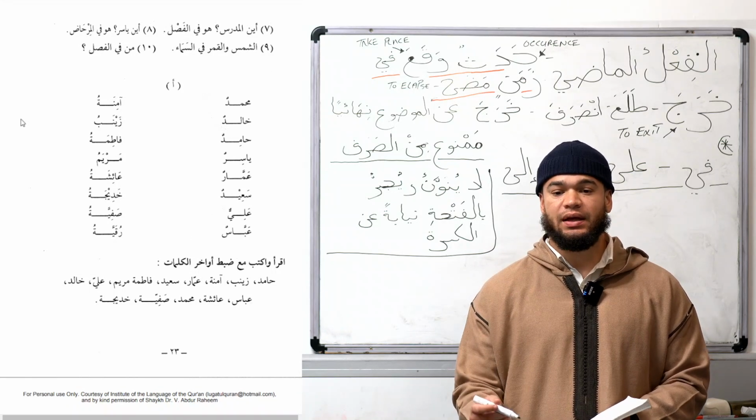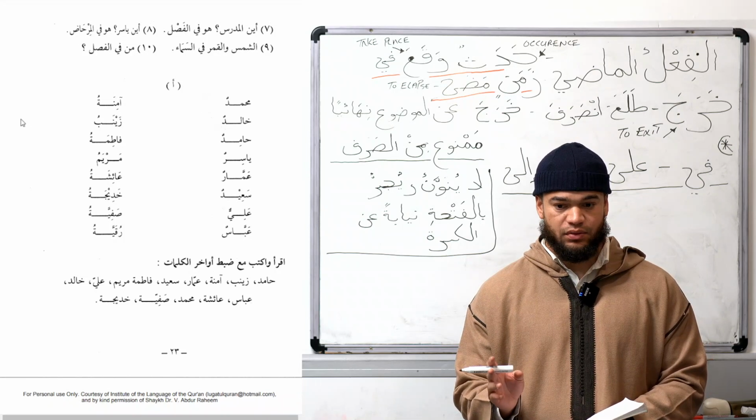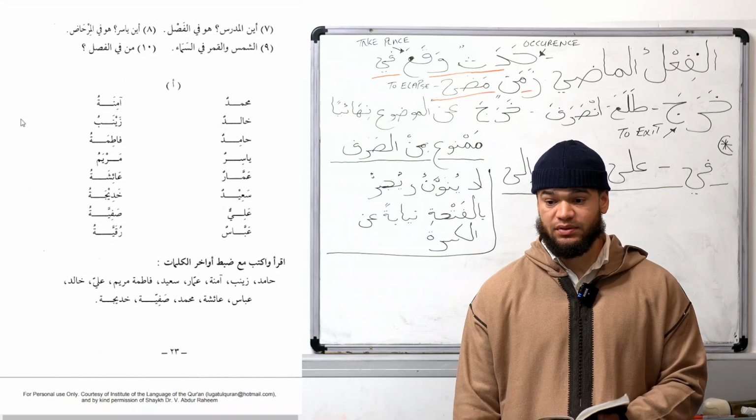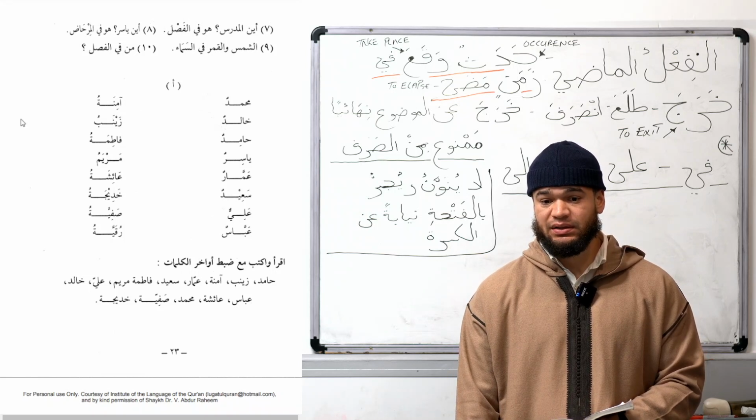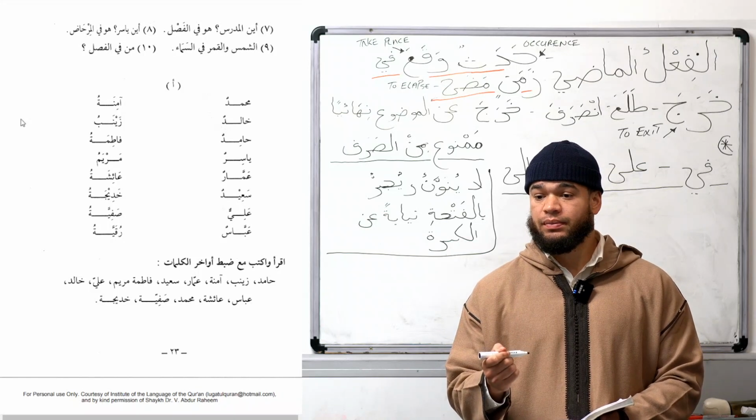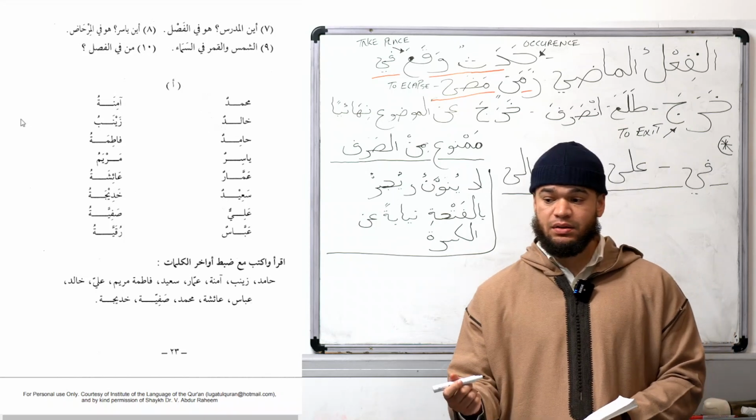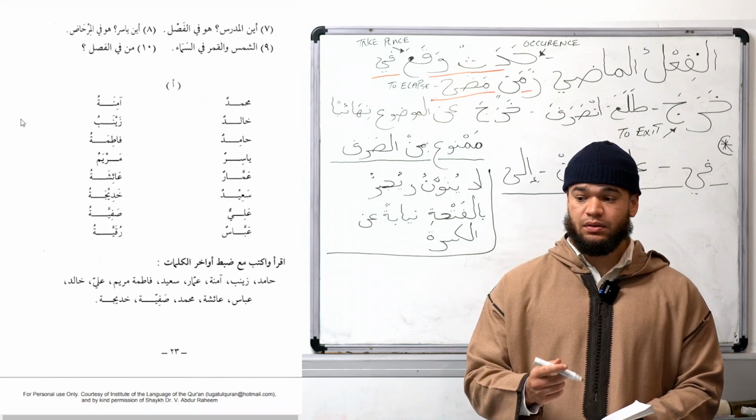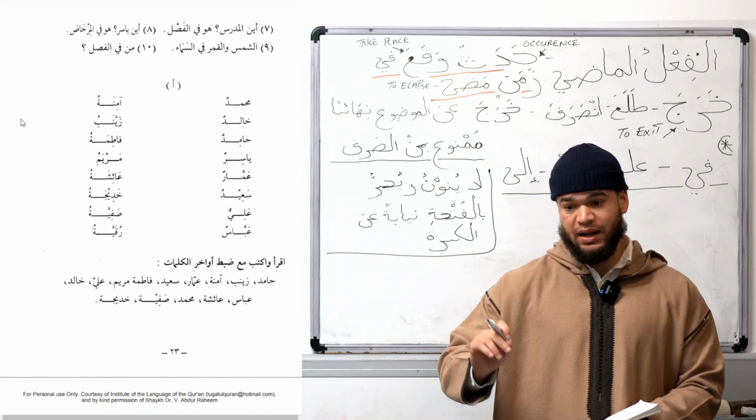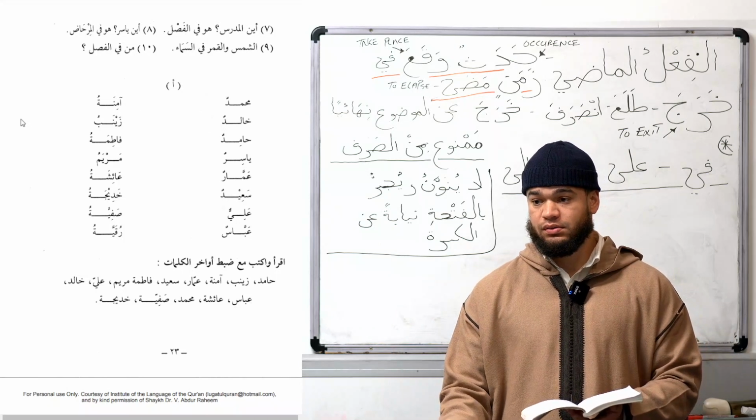Now you can see here, they have something called dhammatain, meaning two dhammas. What does that mean? It means it has two dhammas, and if a preposition comes, it will change it to, for example, min Muhammadin, min Abbasin. So min, ila, ala, and fi have an effect on that word.